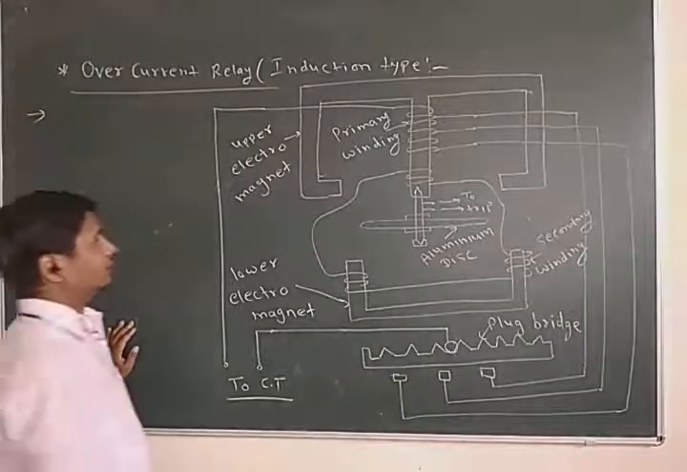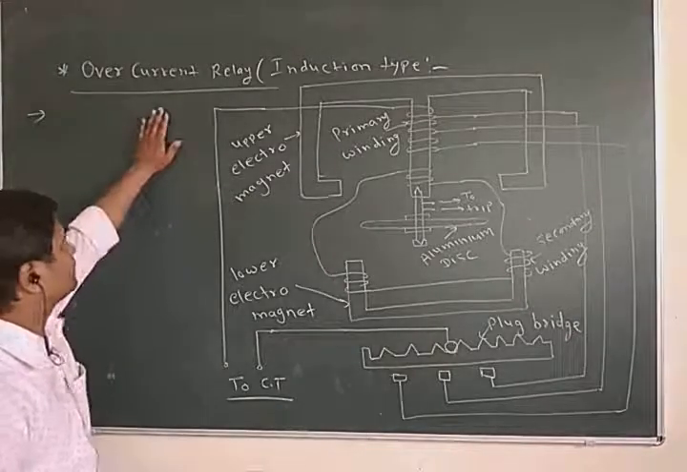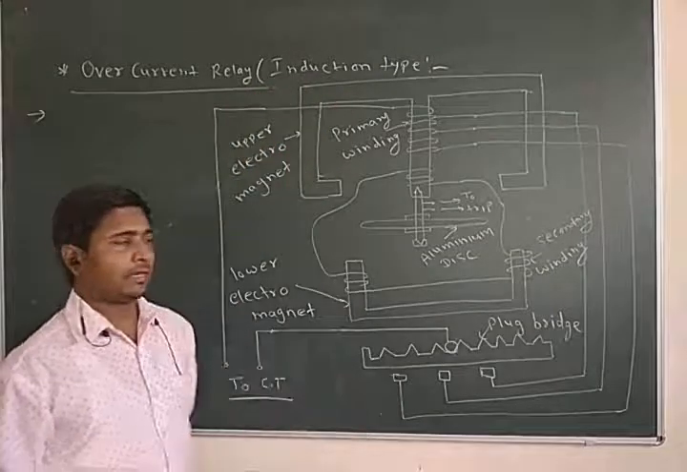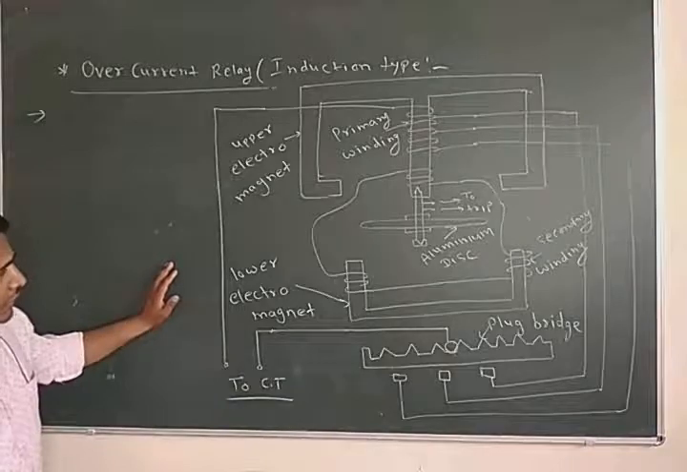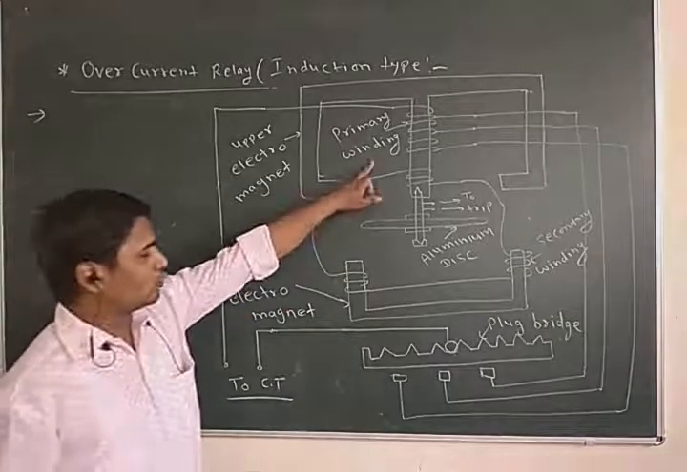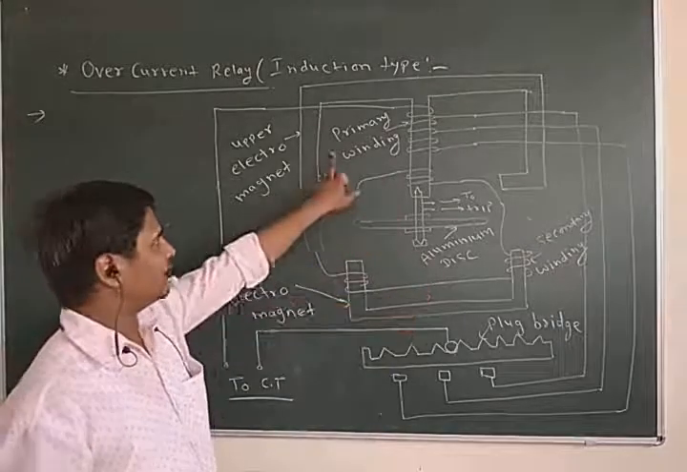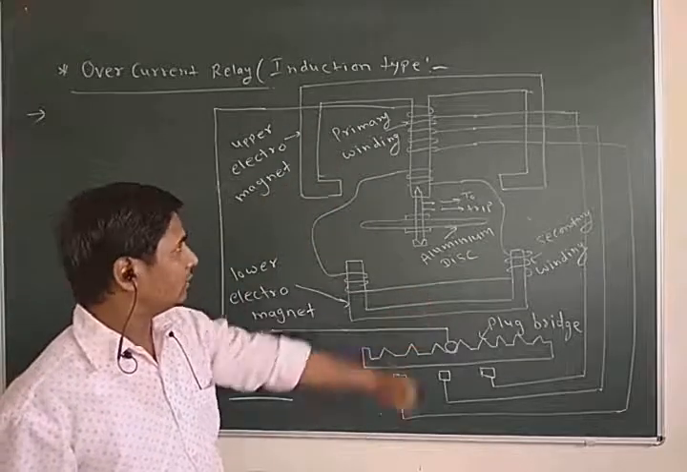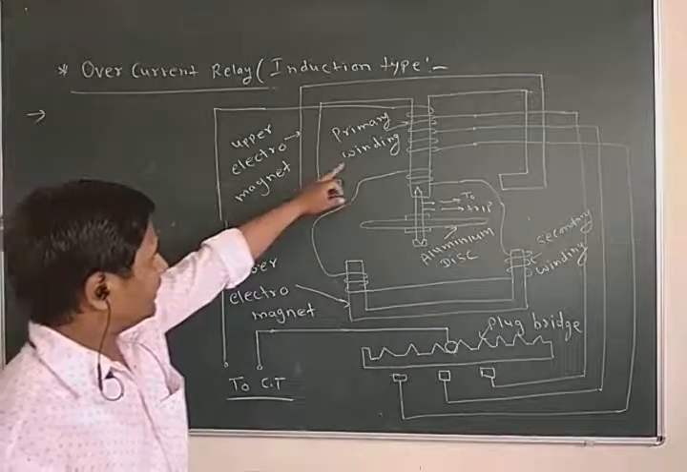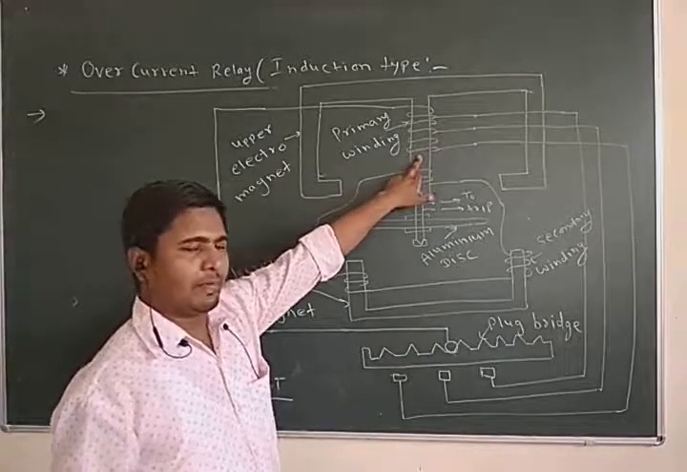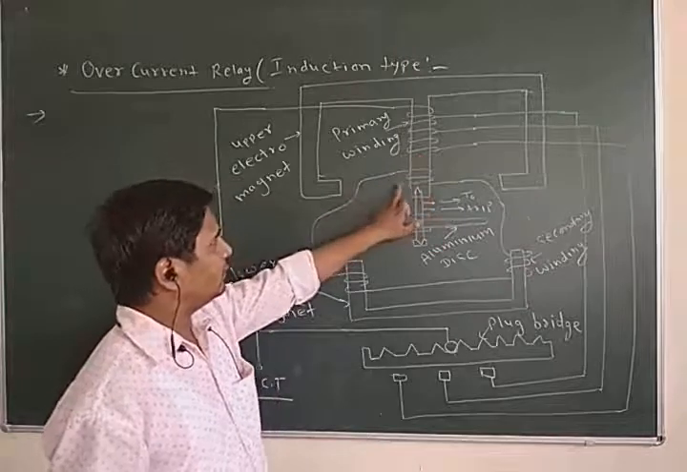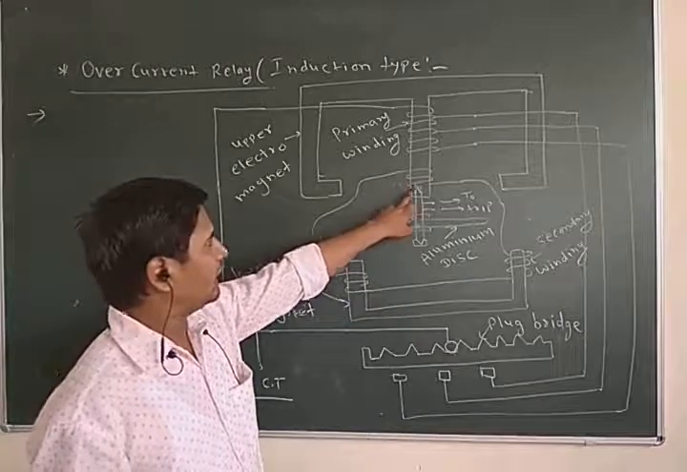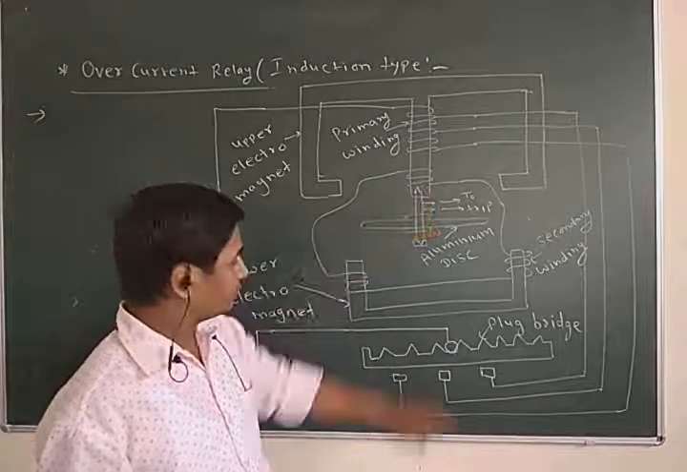Hello, good morning students. In this class we will discuss the overcurrent relay, that is the induction type overcurrent relay. The construction of the overcurrent relay has two electromagnets, one is E shape and the second is V shape or U shape. Supply is connected to the primary winding and secondary winding. Input is taken from the port at the primary winding.